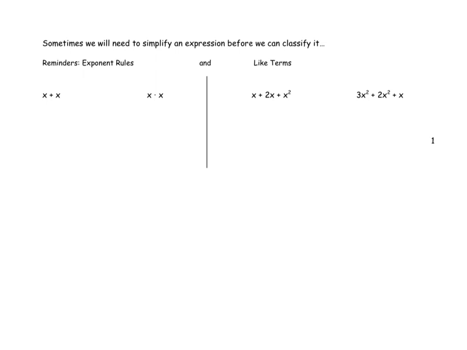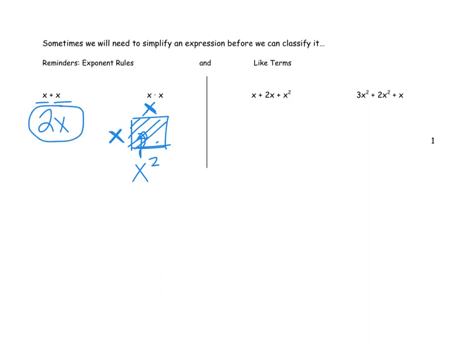Before we do that, we need a quick review of exponent rules. So just as a reminder, when we add x and x together, that gives us 2x. But when we multiply x by x, that's like finding the area of a square, x times x. And we say that this is x squared, represented by the area of x times x. And we'll go on to look at an area model later. So again, when we add x and x, we get 2x. When we multiply x by x, we get x squared.